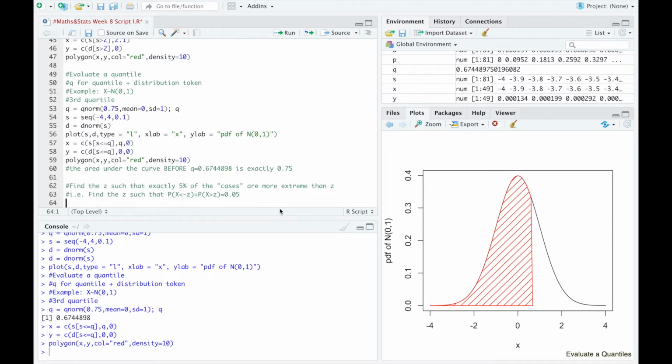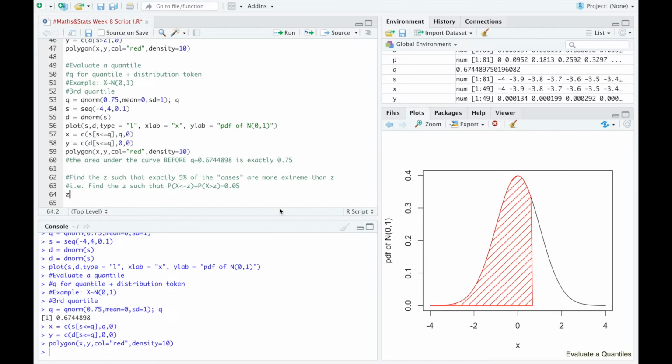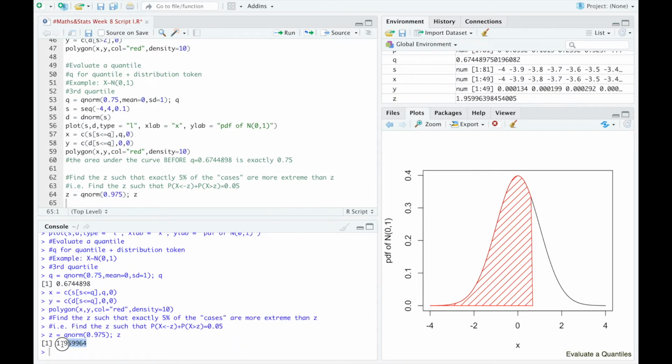Great. To find this z it's equal to qnorm, the quantile of a normal distribution, evaluated at, can you think of it? Maybe you can pause the video and try to solve this by yourself. I'll give you 3 seconds. 1, 2, 3. Did you manage? Not in 3 seconds, but you can pause for as long as you want. The answer is 0.975.